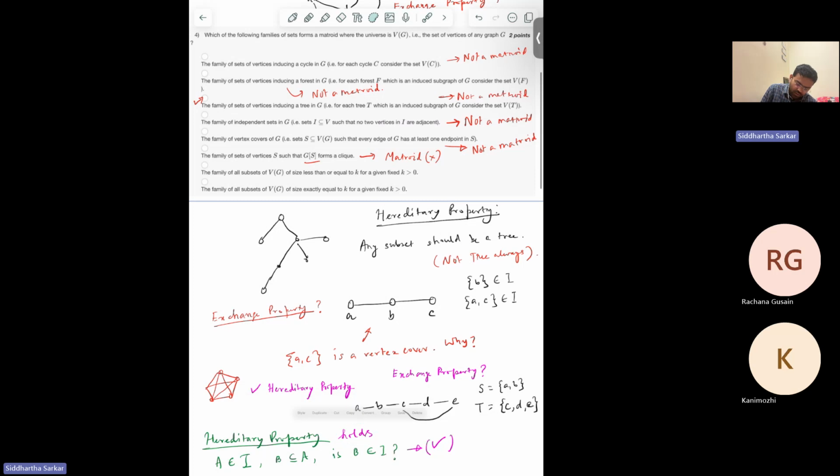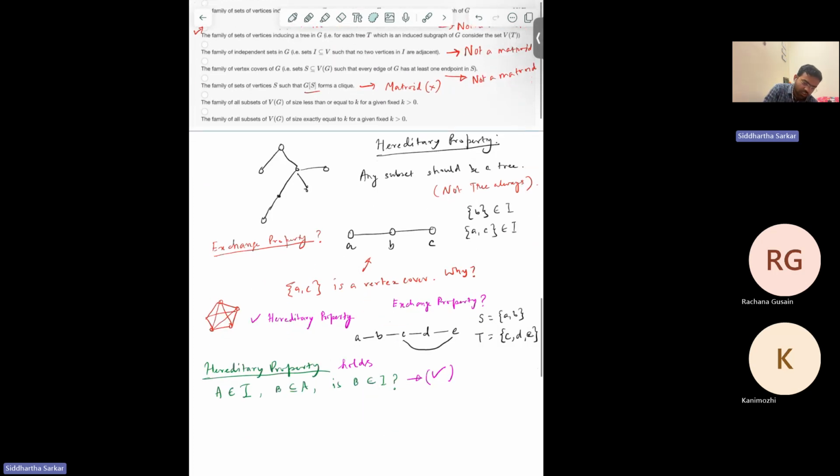So all we need to do now is to check whether the exchange property is holding or not. So how about the exchange property?